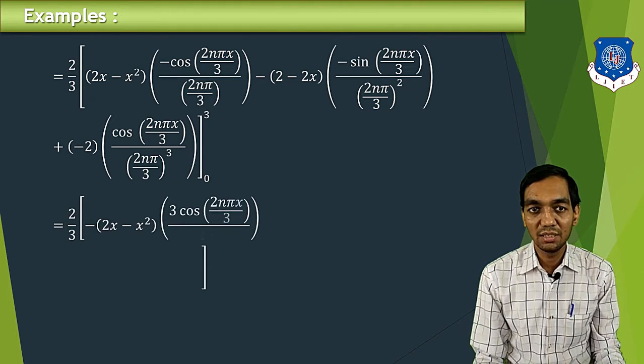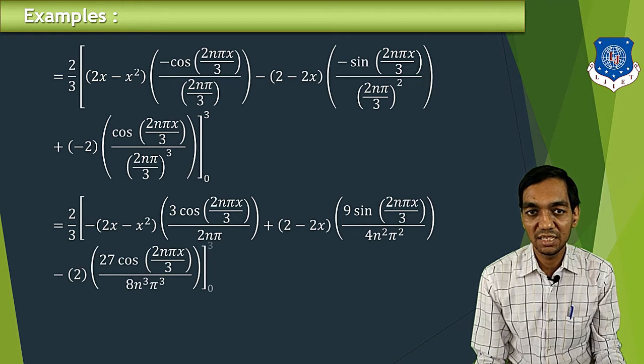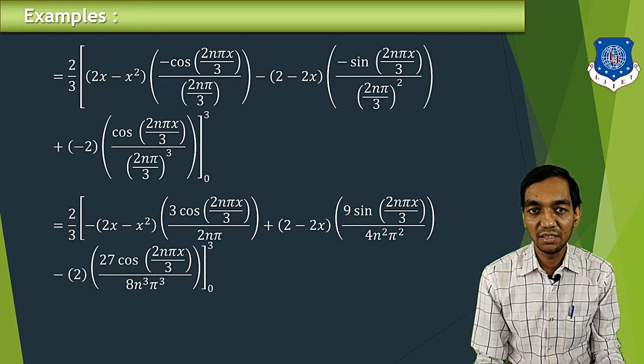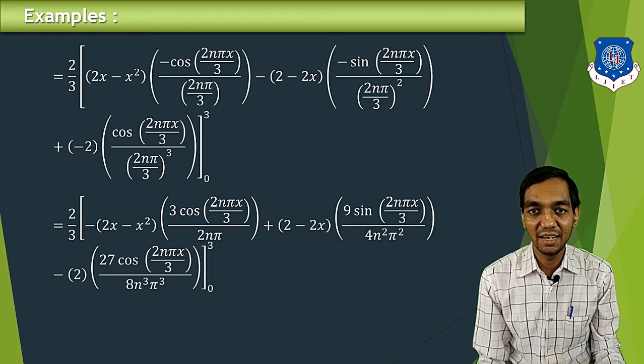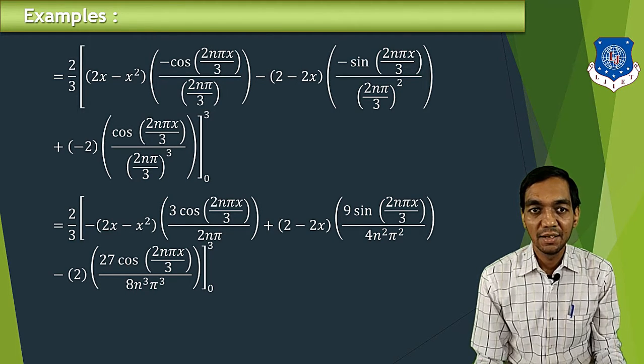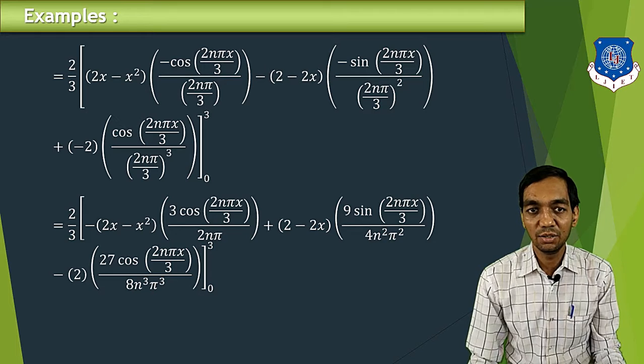That will give you 2 by 3 into the bracket minus 2x minus x square into the bracket 3 minus cos 2n pi x by 3 divided by 2n pi plus, minus minus plus, that will give you 2 minus 2x into another bracket 9 sine 2n pi x by 3 divided by 4n square pi square minus 2 into 27 cos 2n pi x by 3 divided by 8n cube pi cube, and the limit is from 0 to 3.